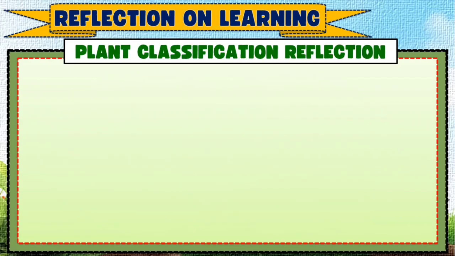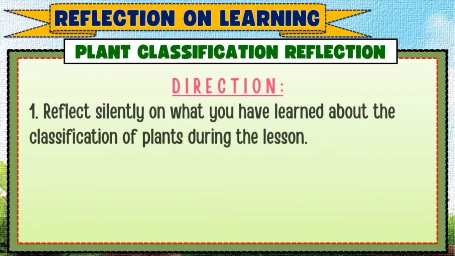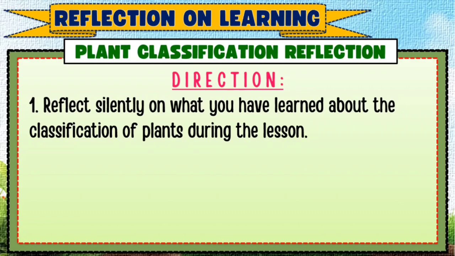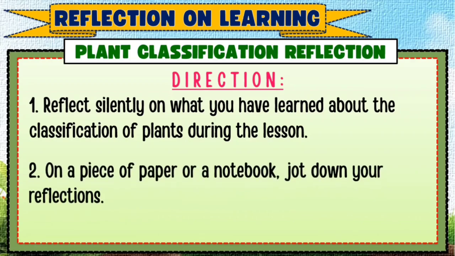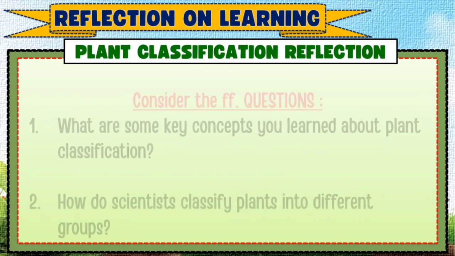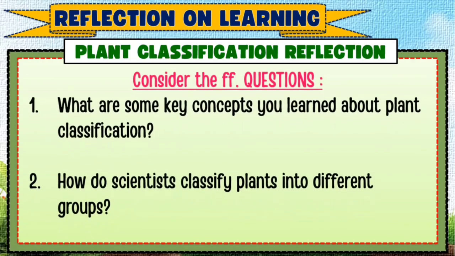Reflection on learning. Reflect silently on what you have learned about the classification of plants during the lesson. Number 2, on a piece of paper or a notebook, jot down your reflections. Then consider the following questions.